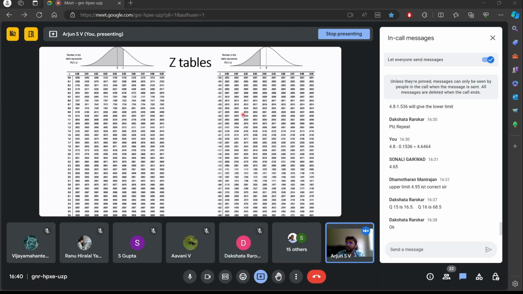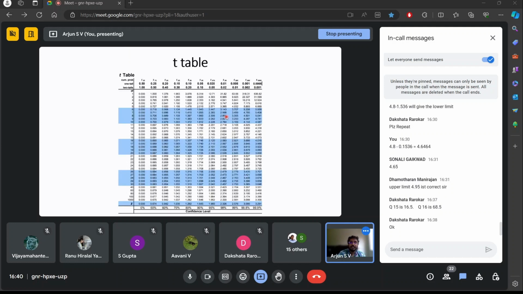I hope I'm clear with the utilization of Z tables. T table is also the same. So instead of Z table, let's just say that we have to use a T table. In T table, what kind of parameters do we need? We need degrees of freedom, and then we need a confidence interval. Say that we have 10 observations. We can't use a Z table because it's less than 25, so we have to resort to a T table.